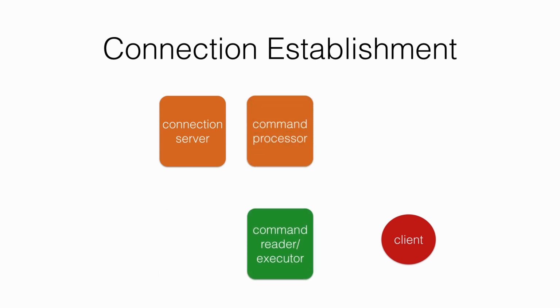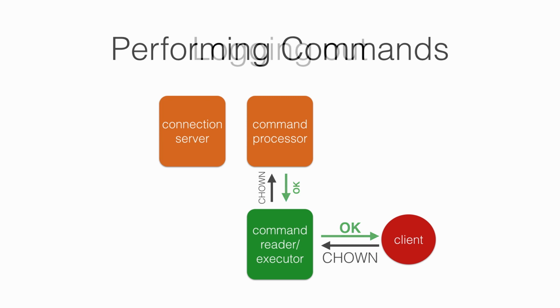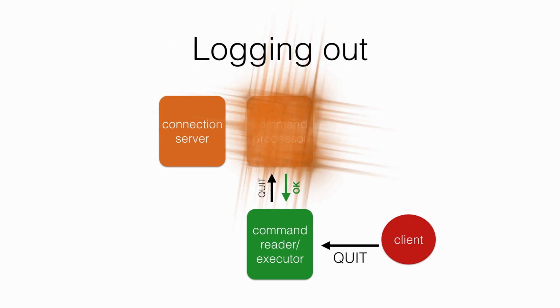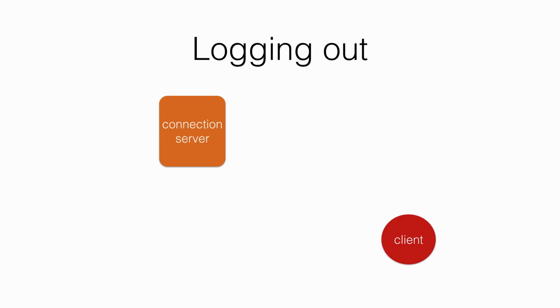At this point, the command processor forks again and creates another reduced privilege command reader and executor that the client can then interact with. So the client could ask to change directories or to chown a file, that is, change the ownership of the file. Because chown is a privileged operation, this is delegated to the root command processor. Eventually, the client completes and logs out, and all of the processes associated with that client are cleaned up.